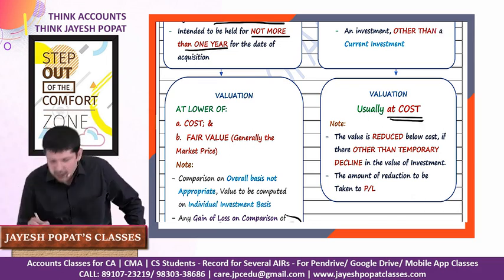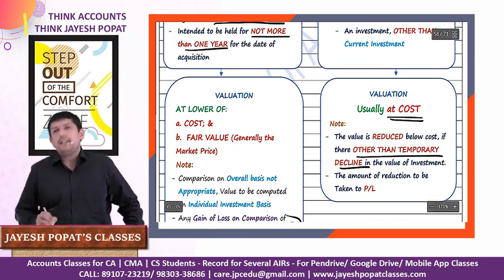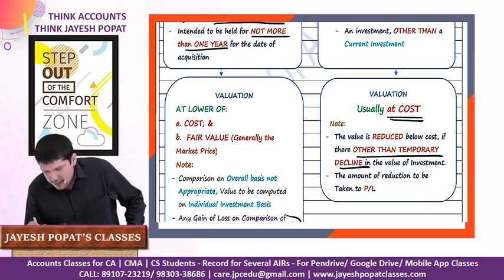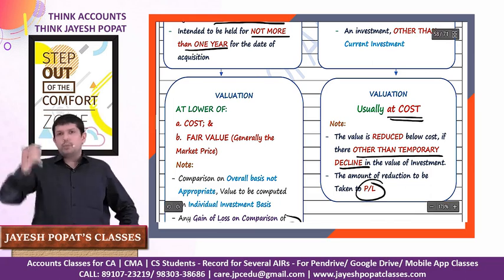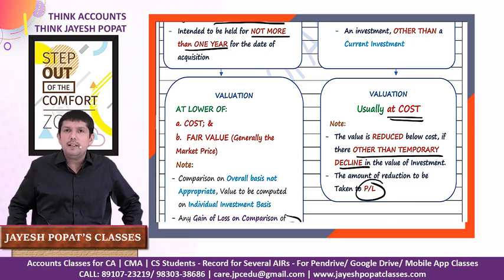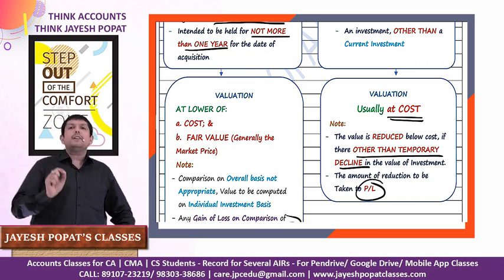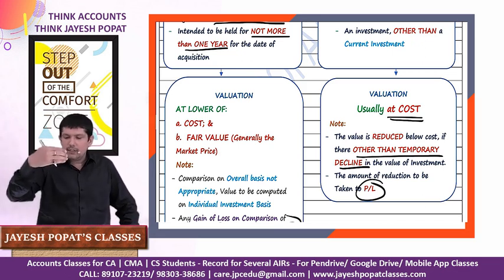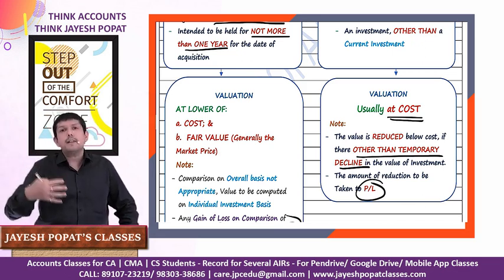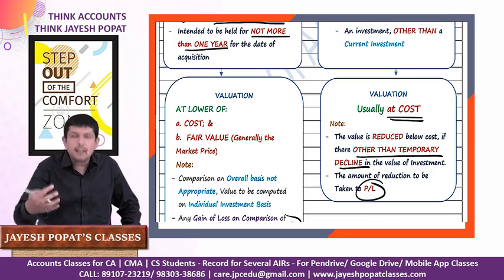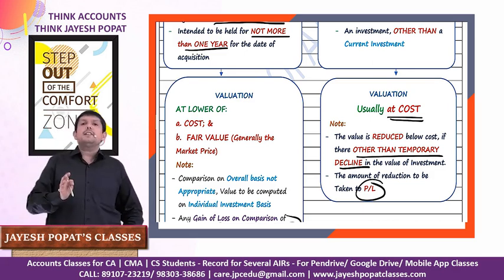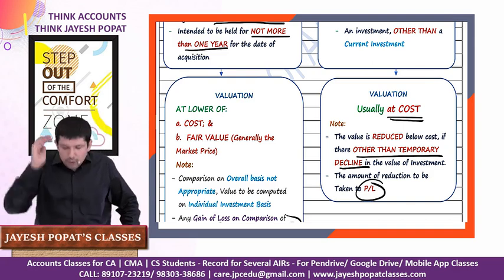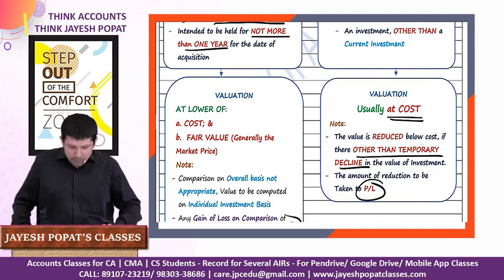Therefore, long-term investments are usually carried at cost. But if there is other than temporary decline in the value of the investment, then we will reduce the investment to its fair value or the realizable value, and we will record that particular loss to the statement of profit and loss. So we normally say that if there is an impairment or a loss of a permanent nature, other than temporary nature, then we need to make a provision for diminution in the value of investment. Usually these investments are carried at cost.